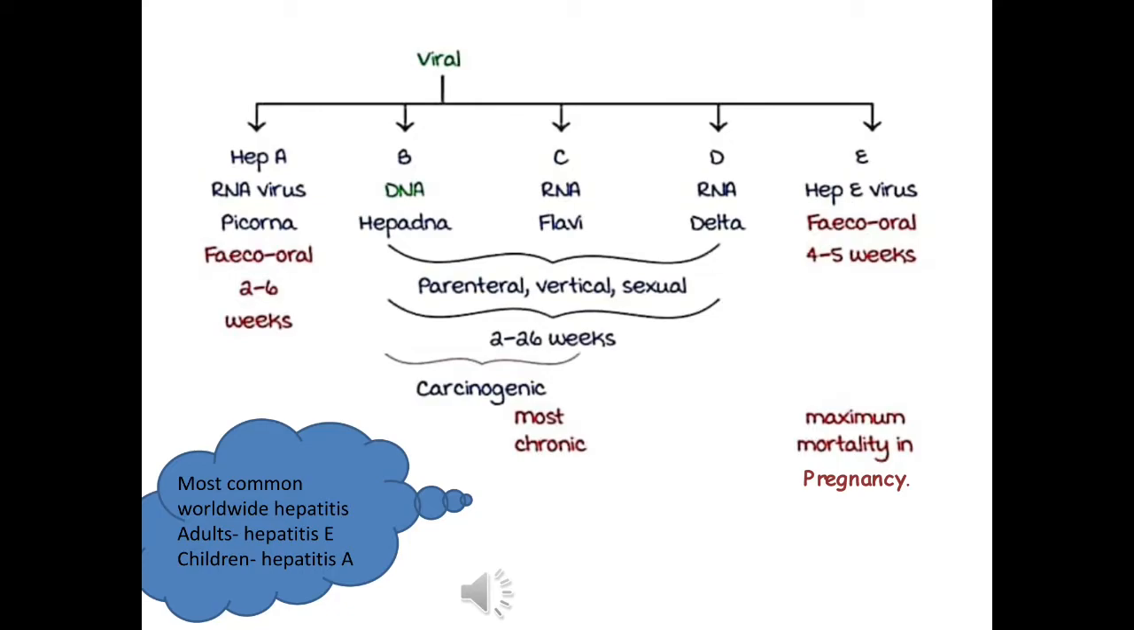Hepatitis B and C are carcinogenic, C being the most chronic. Hepatitis E has maximum mortality in pregnancy. The most common worldwide hepatitis in adults is hepatitis E and in children is hepatitis A.